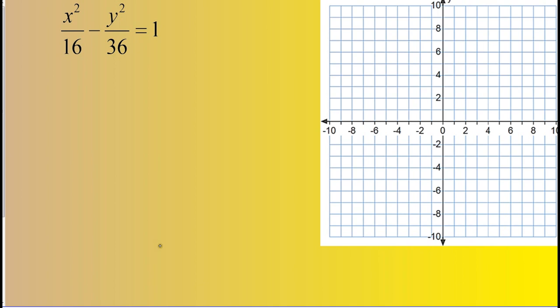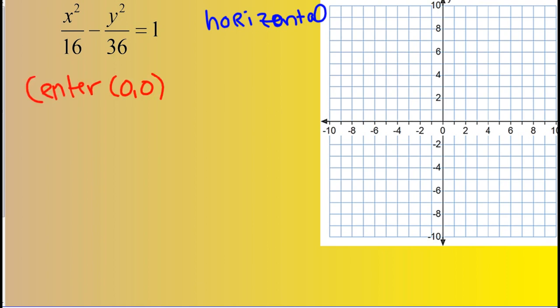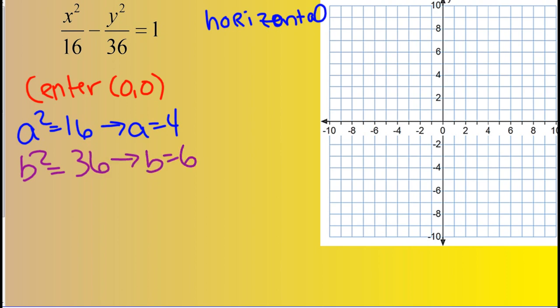We have an x first, so that means it is horizontal. Okay, it is a horizontal hyperbola. Center, 0, 0. I already kind of knew that because I made the notes. Our a squared equals 16, so our a equals 4. Our b squared equals 36, so our b equals 6.